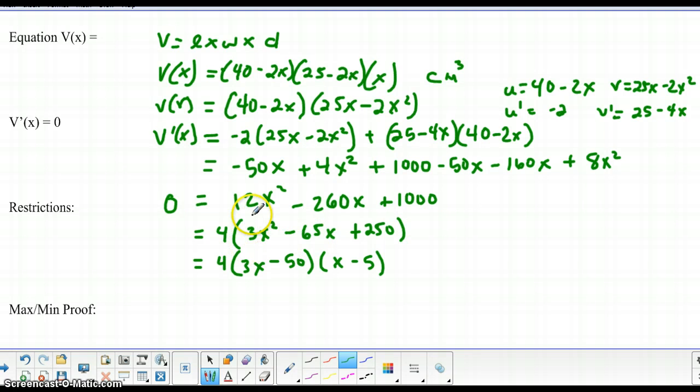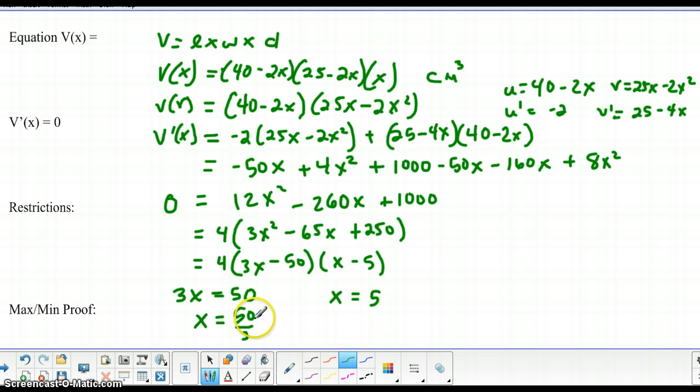Then we'll look to factor so that we can find our two x values where they're set equal to 0. I see that there's a common factor of 4, so I factor that out, and we're left with 3x squared minus 65x plus 250. Then I factored this trinomial and got 3x minus 50 times x minus 5. Then, using the zero product property, I can find my two x values. If I set 3x minus 50 equal to 0, 3x equals 50, and x could be 50 divided by 3, or for my other one, setting x minus 5 equal to 0 means x equals 5.